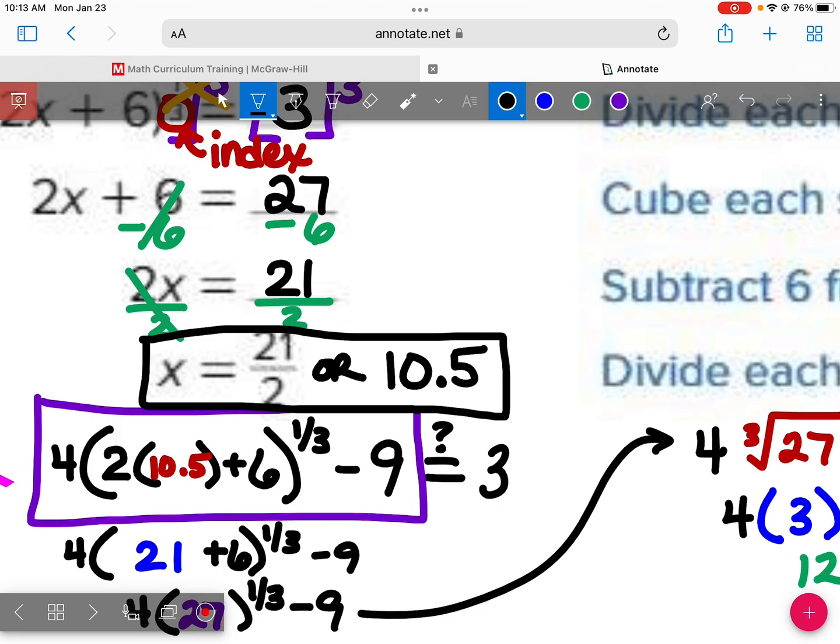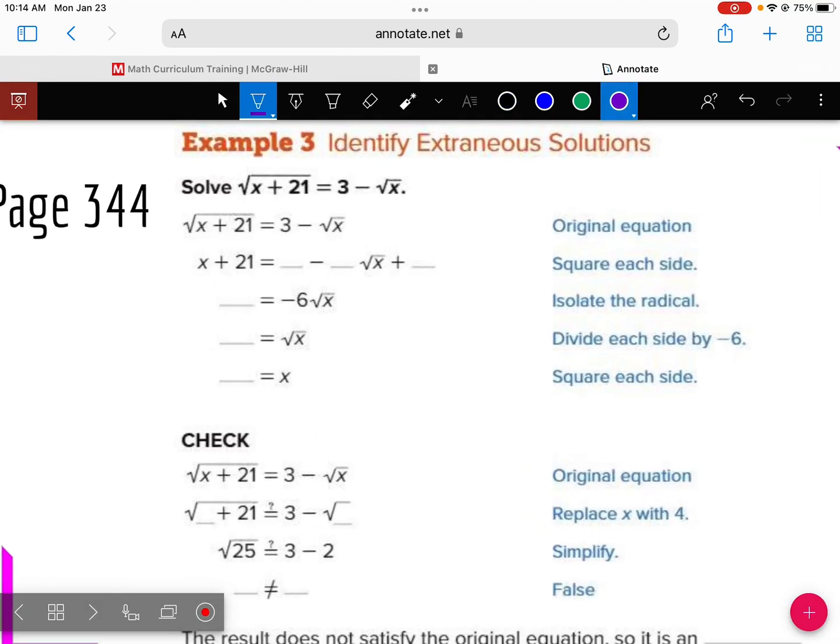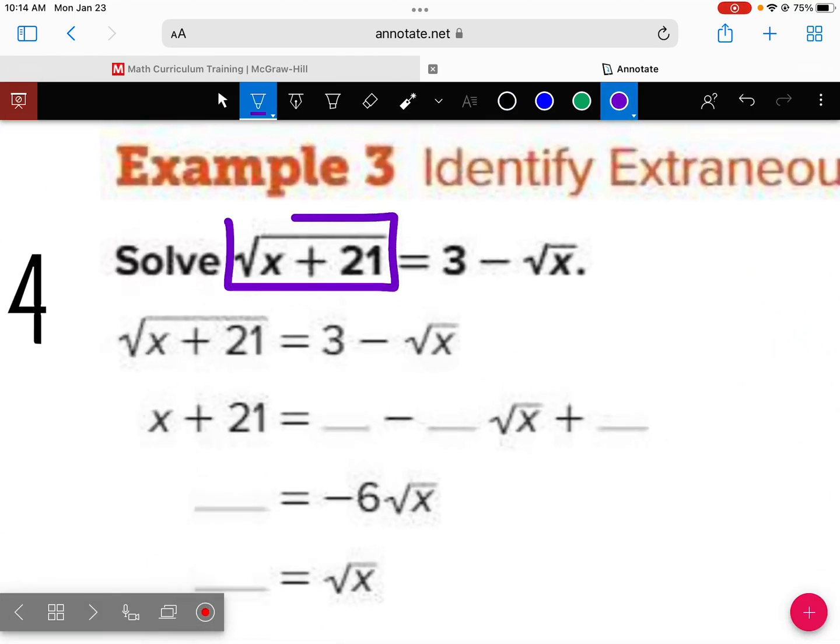So far, so good? All right, let's try one more problem together today, and then you guys will have some time to work on the homework. All right. What do you notice about the radicals that we have here? How many radicals do I have? I have 2 of them. I've got one of them here, and I've got another one over here.